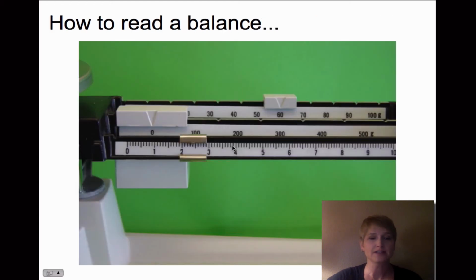And in order to read the balance, you want to look at this large one first. This one's set at 0, so we're not dealing with the hundreds here, so we can just skip back to this next larger one, and you'll see that it's on 60. Over here it says 100 grams, so this would be 60 grams. And then we look here, and we say, okay, it's a little bit past the 2, and we count how many places. 1, 2, 3, 4 places past the 2, so this is going to be 62.4 grams.